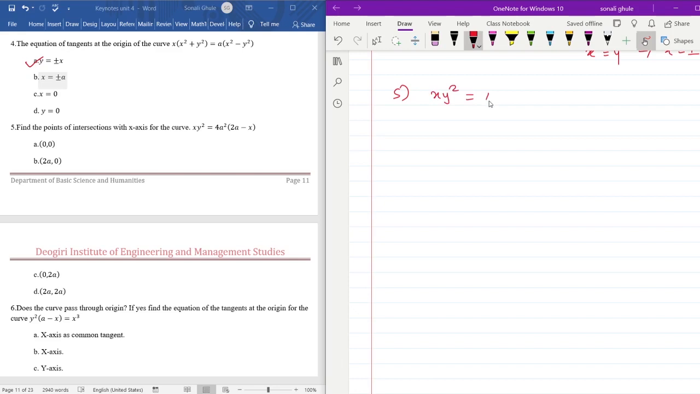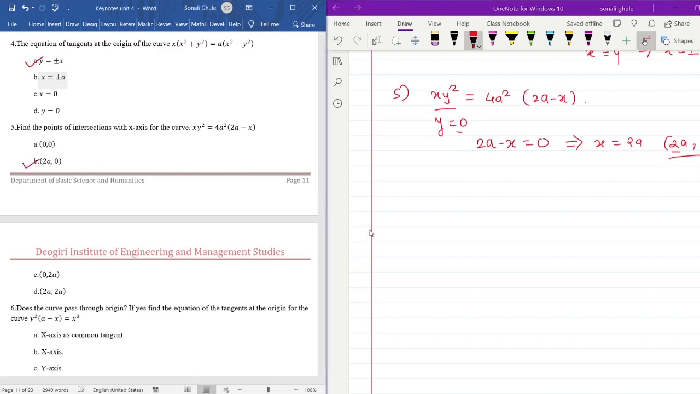xy square is equal to 4a square in bracket (2a minus x), and we have to find the point of intersection with the x-axis. So remember, to find the point of intersection with the x-axis, put y equals 0. If we put y as 0 in this equation, here we will get 2a minus x equals 0, that is, x equals 2a. So we got here the coordinate (2a, 0). The x coordinate is 2a and the y coordinate is 0. So your option is B here. Okay.